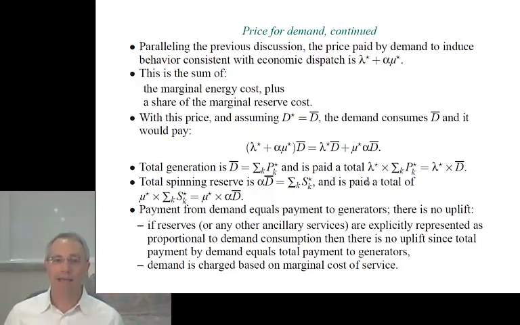Well, that's good, because that means the total payment is going to equal the payment for energy to the generators and the total spinning reserve payment. Because remember, alpha D overline equaled the total spinning reserve. So in this case, the payment from demand equals the payment to generators, and there is no uplift. So the conclusion here is if reserves or any other ancillary services are explicitly represented as proportional to demand consumption, then there is no uplift, since the total payment by demand equals the total payment to generators. Demand would be charged based on the marginal cost of service.